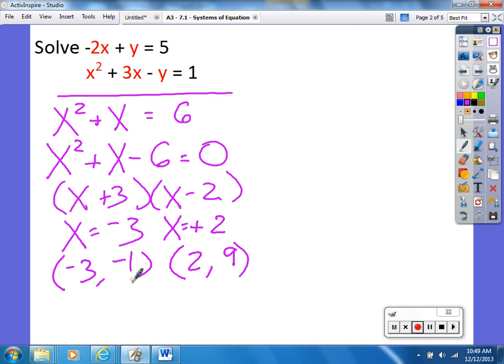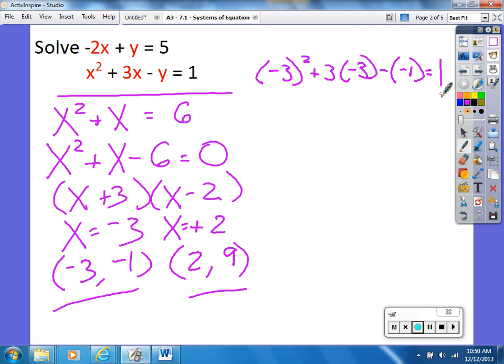Now remember, the way I taught you to check that is you plug them both into the other equation you didn't use to solve it. So I didn't use this bottom equation. So if I plug that in, negative 3 squared plus 3 times negative 3 minus negative 1. If I type that in my calculator, it does equal 1. And I'll do the same thing then with the 2 and the 9.